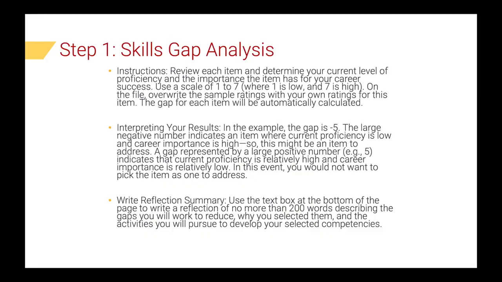Interpreting your results. In the example, the gap is -5. The large negative number indicates an item where current proficiency is low and career importance is high, so this might be an item that you would want to address. A gap represented by a large positive number indicates that proficiency is high, but career importance is low, so in this case, you might not want to address this item in this course.